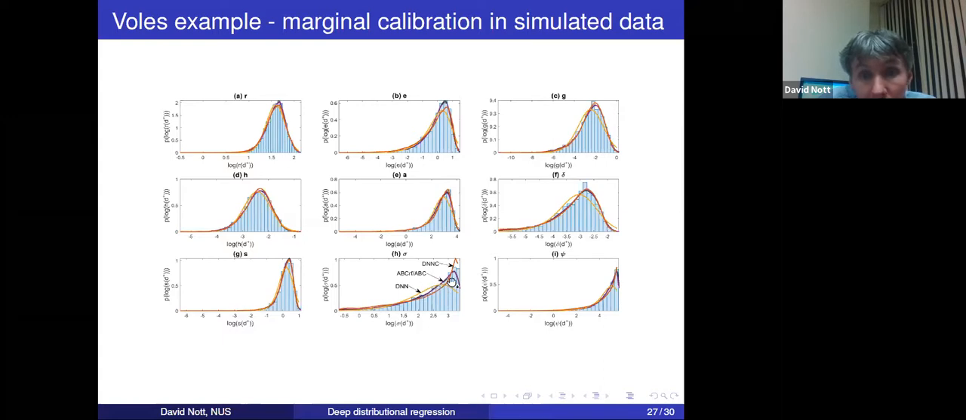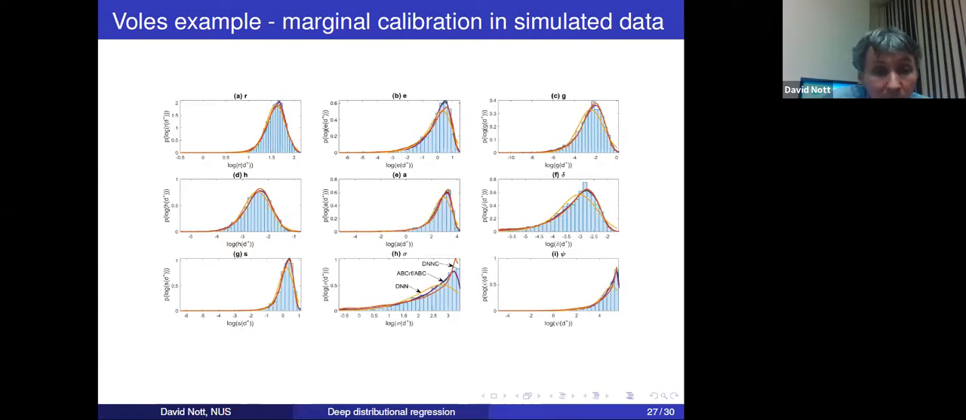The ABCRF and the ABC here are virtually indistinguishable. The only method that's really not well calibrated marginally is the naive DNN method. And of course, our Copula calibration fixes that lack of calibration and does give better uncertainty quantification. So here we're looking at calibration for how we perform in getting the posterior for new data sets simulated under the prior.